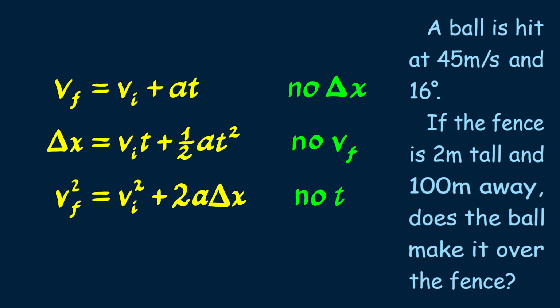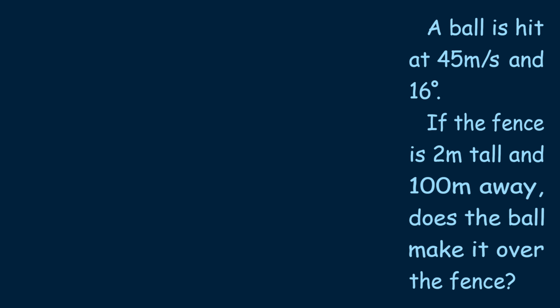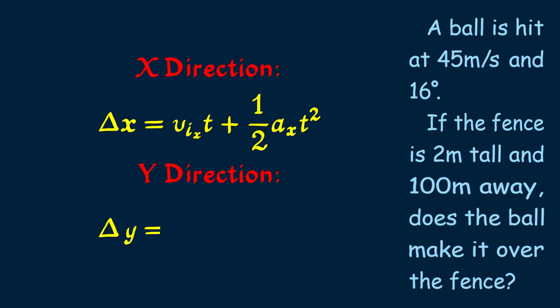Now choosing which kinematics equation to solve with, we're going to use this second equation, because in this problem, we're not given, nor are we asked to find the final velocity. The next step is to write out our kinematics equations in each direction.